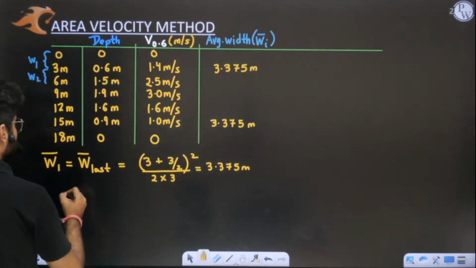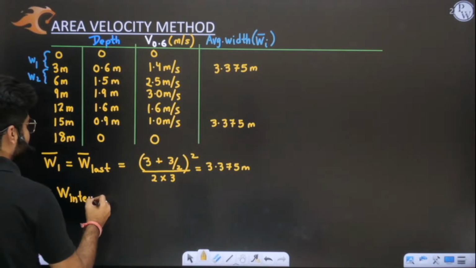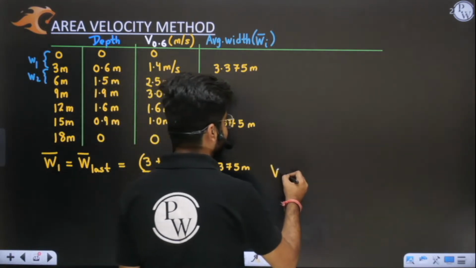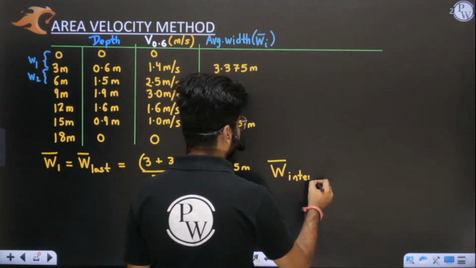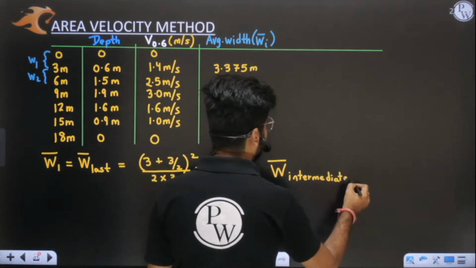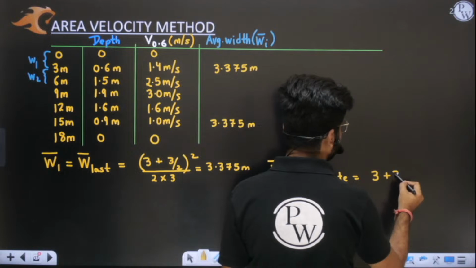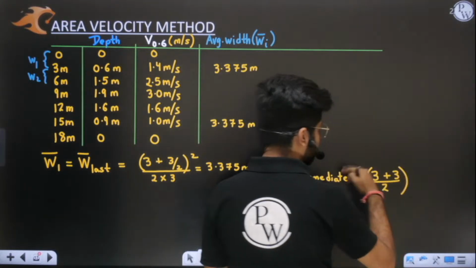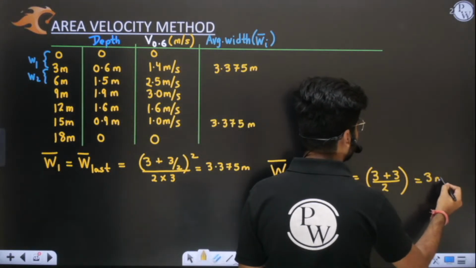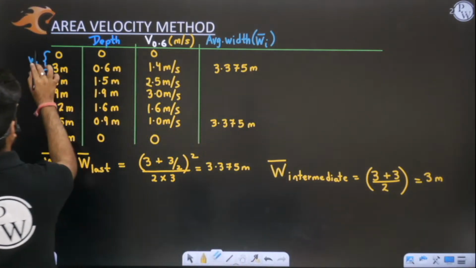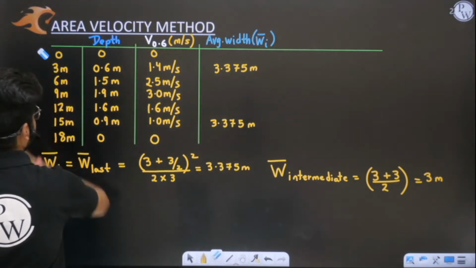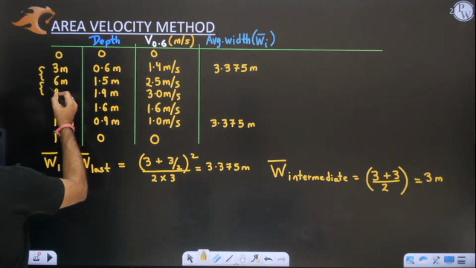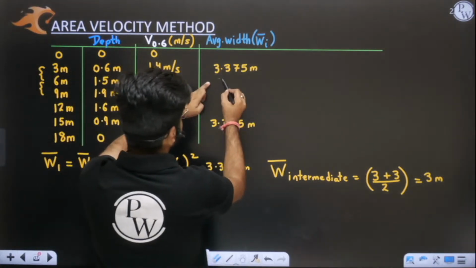So for intermediate widths, for intermediate sections, let us write here. Sir, what do I have to do? I simply take the average of 3 plus 3 by 2, first width and second width divided by 2, and you will get 3 meter. Okay, so for all of them you need to understand. So for the second segment, sir, this is 3, this is 3 by 2, 3 by 2. So 3 by 2 plus 3 by 2 is 3. So we will write 3 meter here.